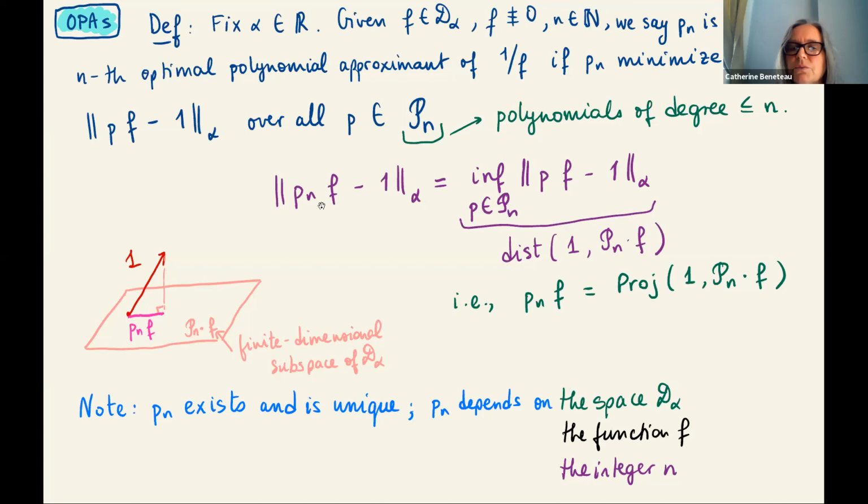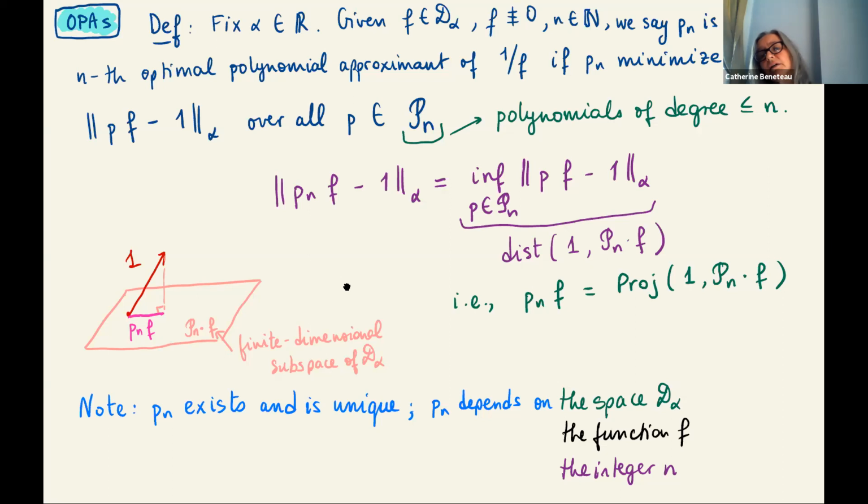That one that approximates such that Pf approximates 1 the best, that Pn is the optimal polynomial approximant of that degree. So in other words, ||Pnf - 1|| is the infimum over this set of polynomial multiples of f. So what is this? This is actually just the distance between 1 and the space Pnf. This is a finite dimensional space. So that's just the projection, right? If I take 1 and I project 1 onto this finite dimensional subspace of D_alpha, I get exactly Pnf.